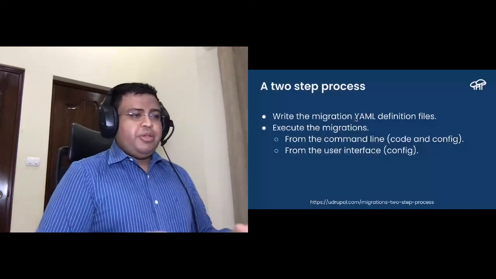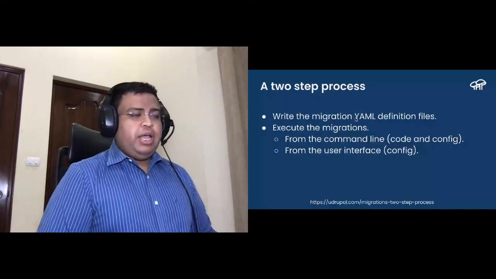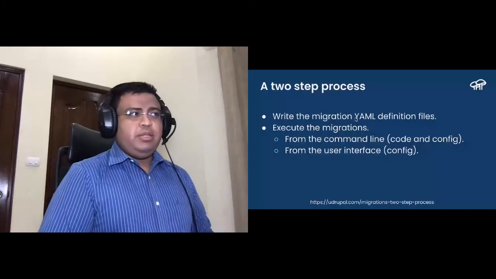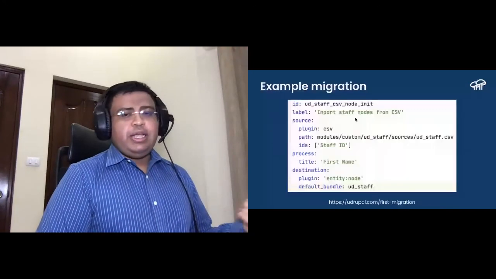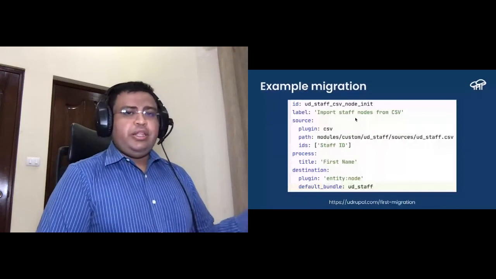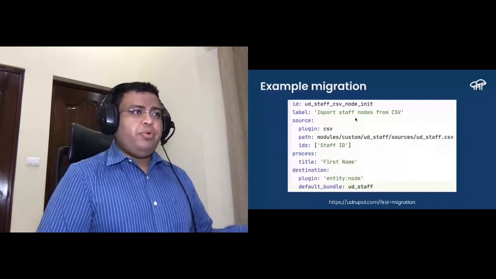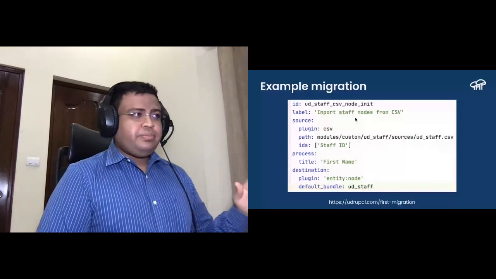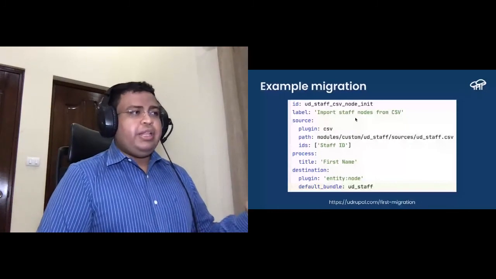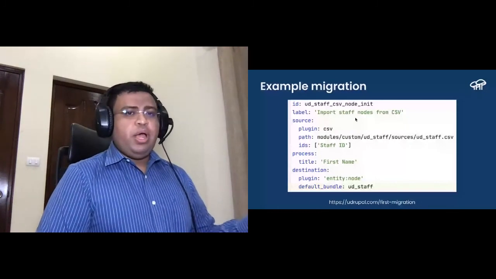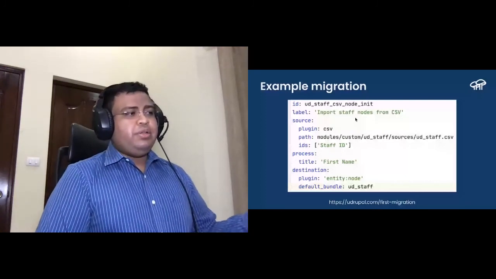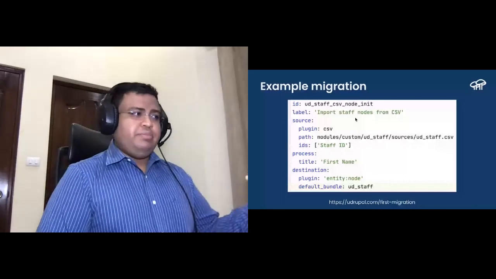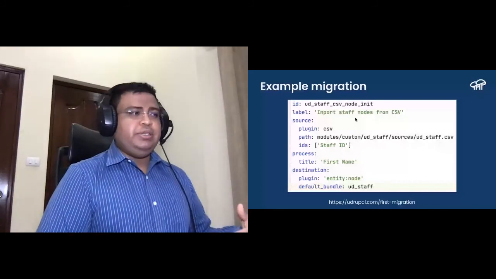So this is a very simple migration, and this is a fully working example. This is what a migration definition file looks like. It has an ID, which uniquely identifies each migration in my whole project. It has a label that allows me to identify this migration in the UI and in the command line if I were to use that. And then we see the three steps of the ETL process: my source, my process, and my destination.